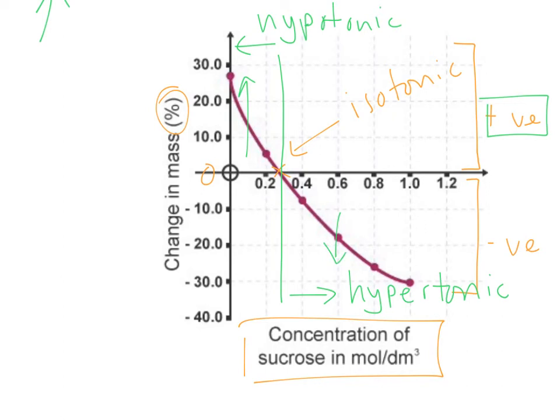And what you can see is that the bigger the difference between the inside and the outside, the more water was moving. So the bigger the gain in mass, or the bigger the loss in mass.